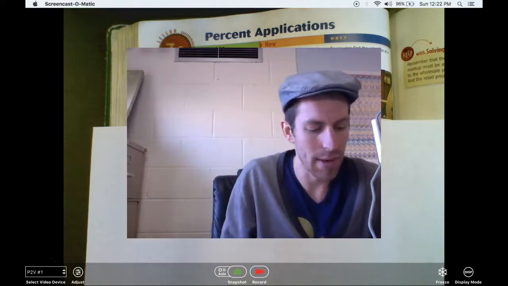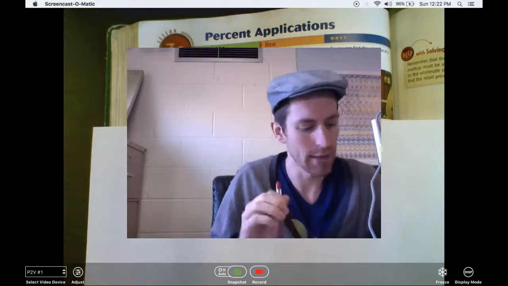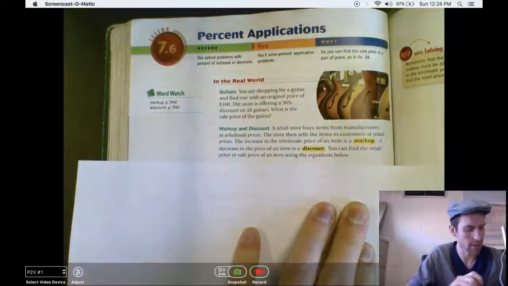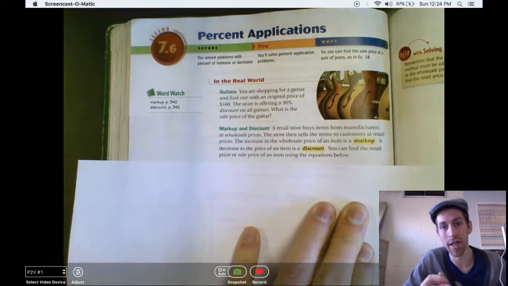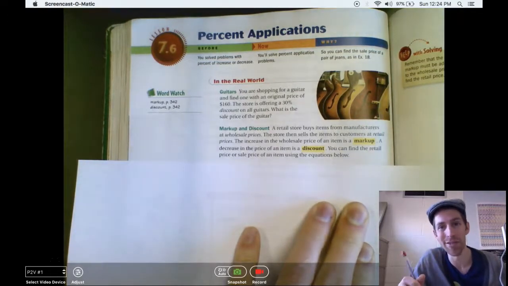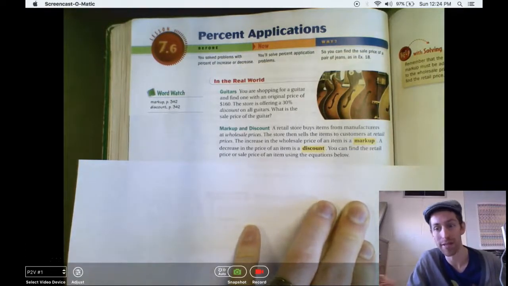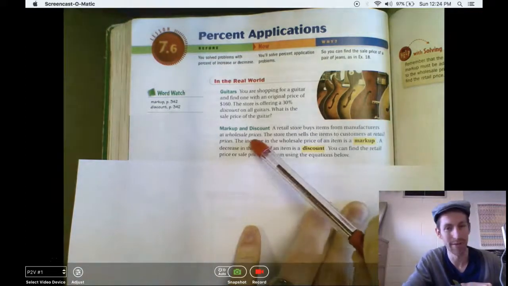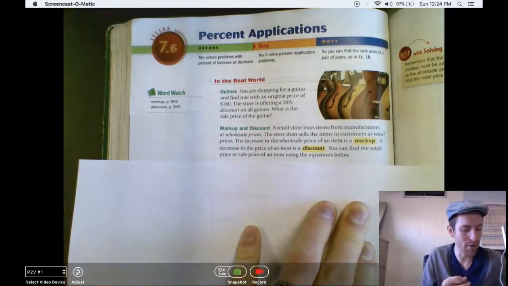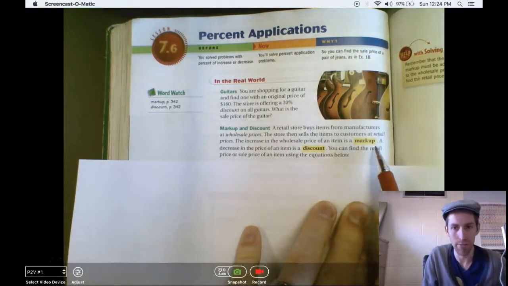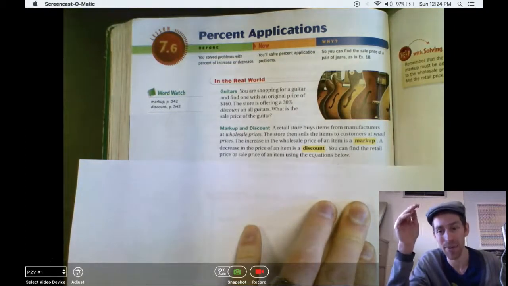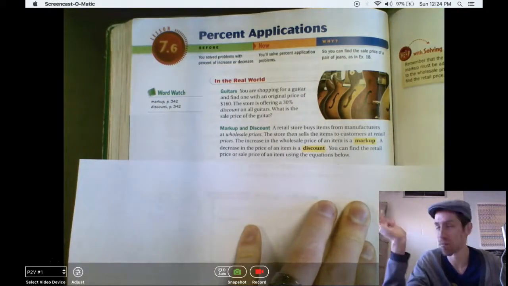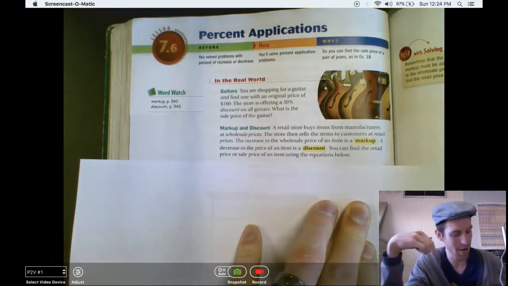A retail store buys items from manufacturers at wholesale prices. Let me go back to here. Wholesale prices. You guys need to understand that wholesale means, like, if I sell bikes at a bike store, I'm going to buy the bikes from the manufacturer, whoever makes the bikes. I don't make the bikes. I buy them from somewhere else at a wholesale price. That's like a cheaper price. And then I mark them up. See this word markup? I mark them up. I sell them at a higher price to you, to the public, so that I can make some money, right?